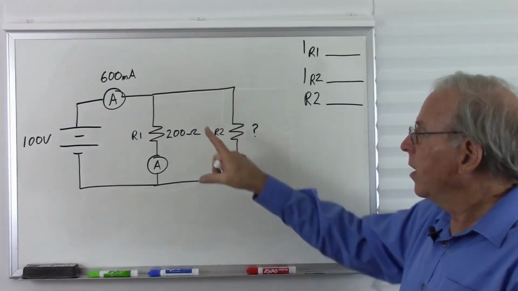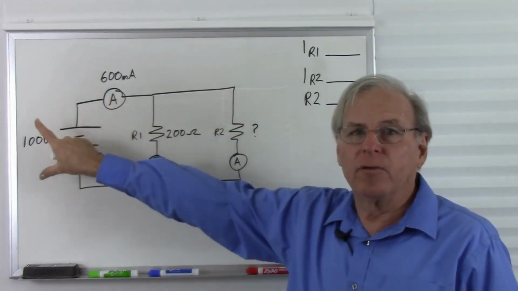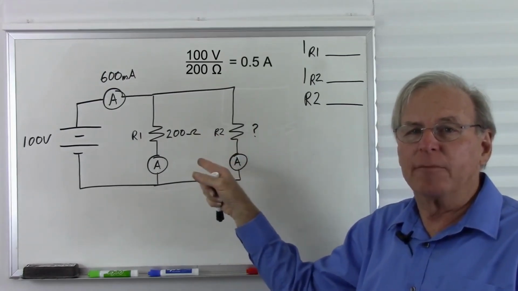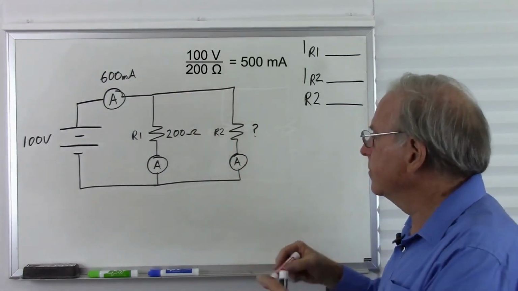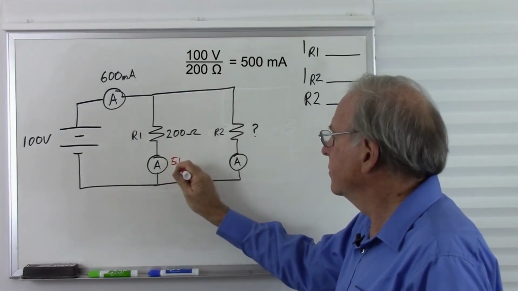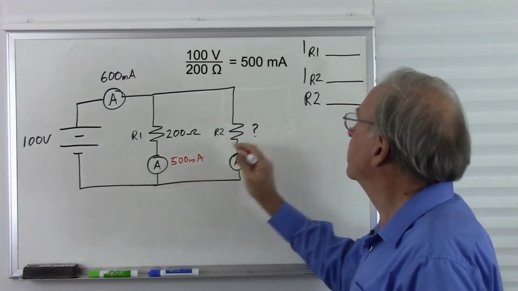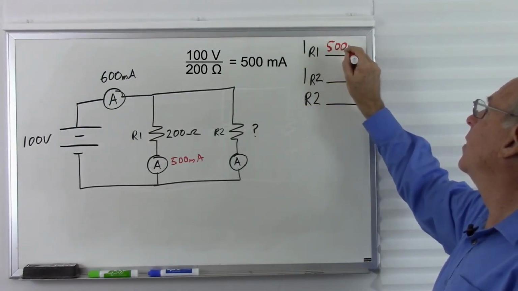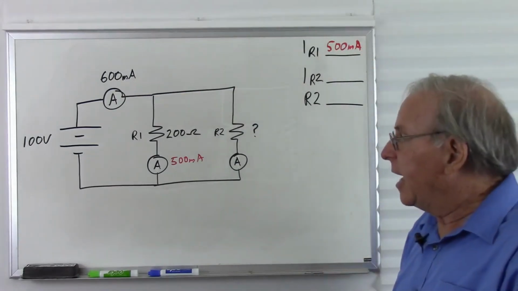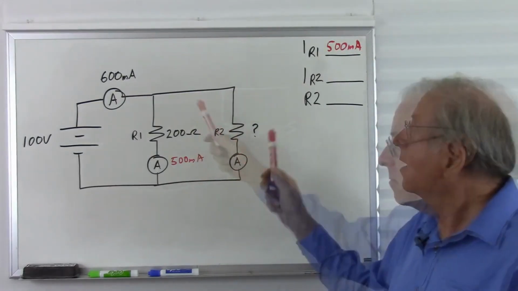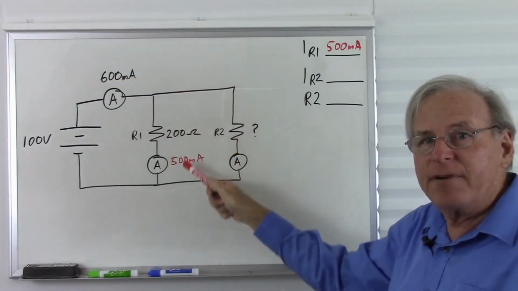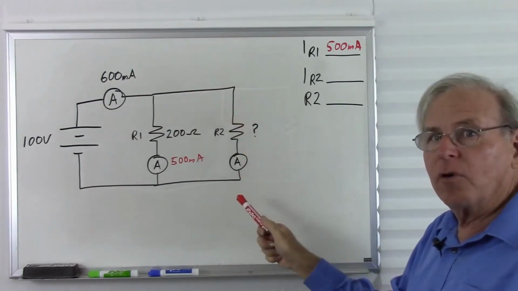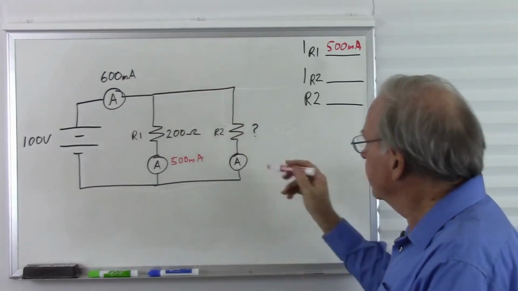All right, let's see what we know. We have 200 ohms and 100 volts. So 200 divides into 100 gives us 0.5 amps, or 500 milliamps. So the current through R1 is 500 milliamps. Now for R2. So we have 600 milliamps. 500 of them go this way, so 100 milliamps must have gone this way. So the current through R2 is 100 milliamps.